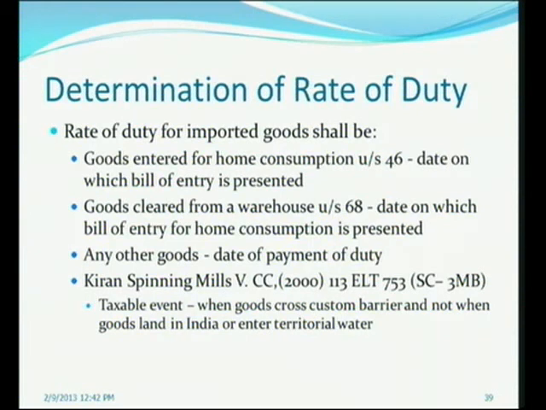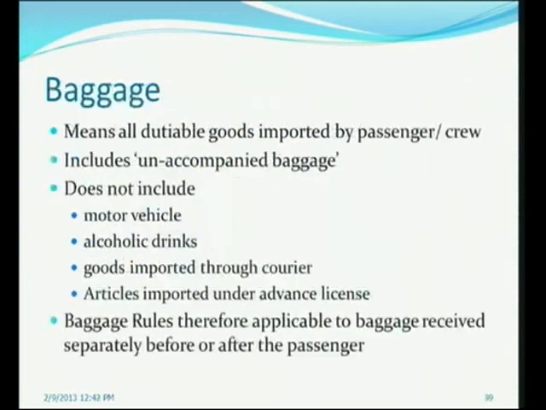Yes, sir. Next, the last one is baggage. It means all dutiable goods imported by a passenger or crew, two people, passenger and crew. Next, what does it not include? It does not include a motor vehicle. It does not include alcoholic drinks. Third, goods imported through courier. Fourth, articles imported under advance license. These four things it will not include.